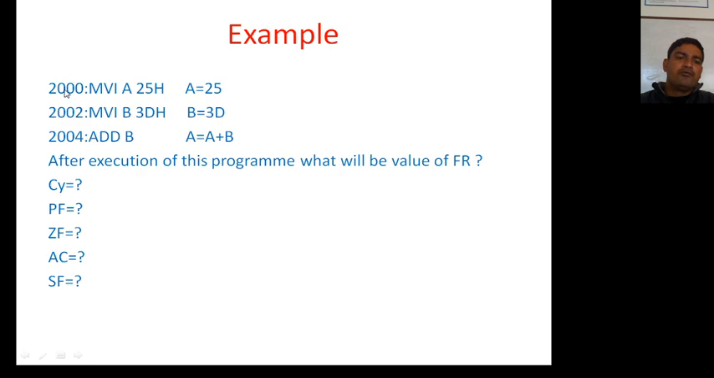Now suppose this is executing. Suppose we have to fetch this instruction, or you can say we have to execute this instruction. Then the value of PC will be 2002. Okay, why? Because the size of this instruction is 2 bytes, so it is incremented by 2. 2000 plus 2, 2002. In detail we will see later.